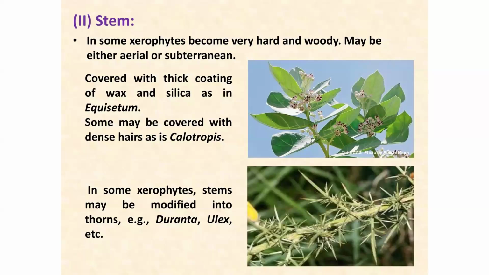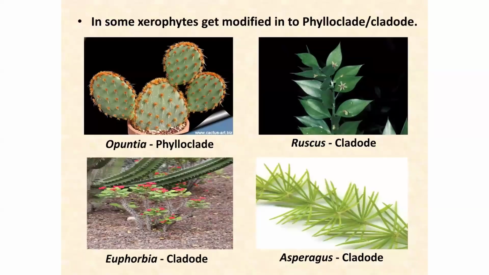In some xerophytes, the stem may be modified into thorns, as in Duranta and Ulex. So here the stem is modified into thorns. In some xerophytes, other modifications take place, where the stem is modified into phylloclade and cladode.